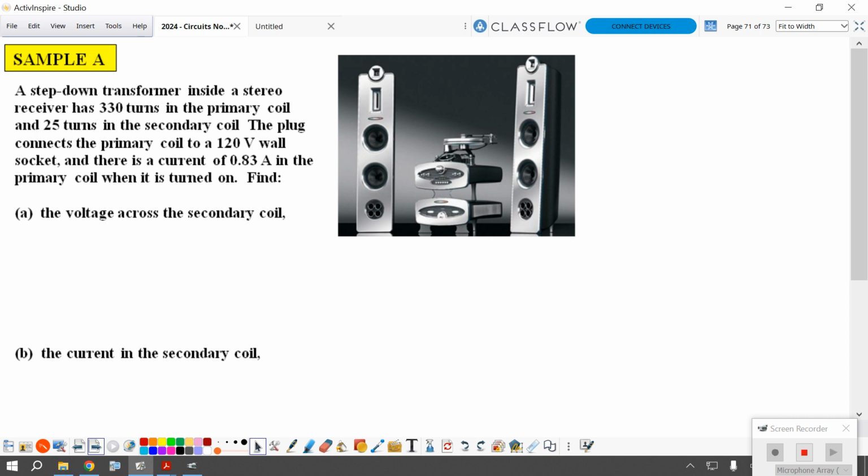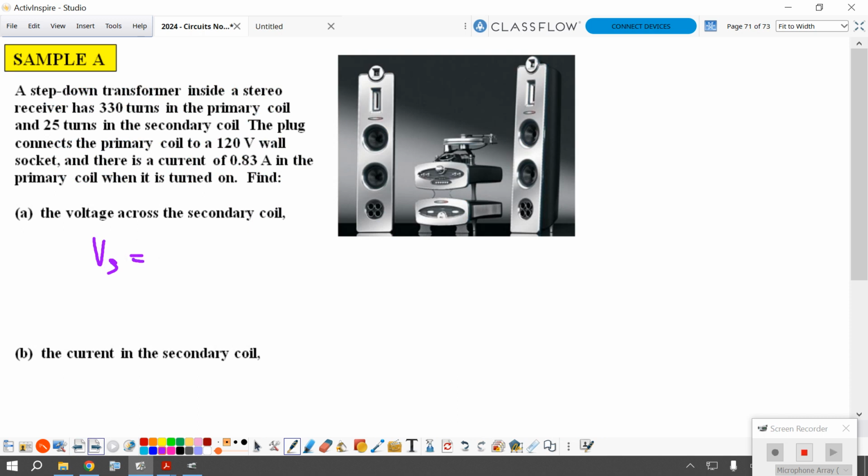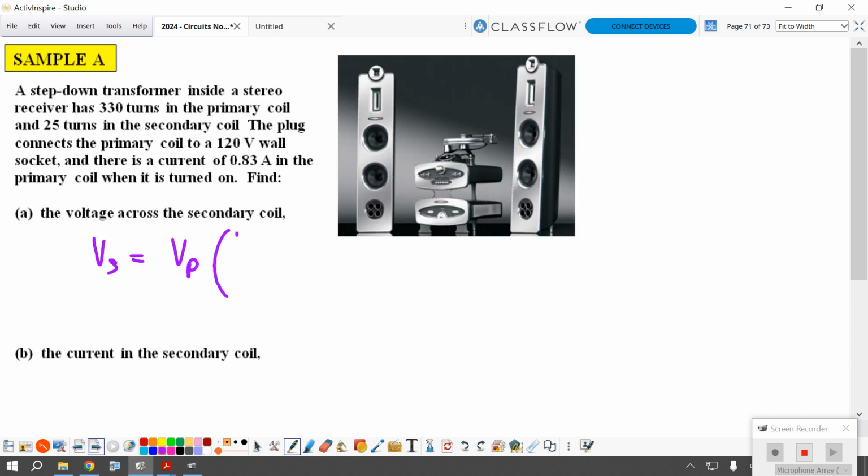We're going to find some things. The first thing we're going to find is the voltage across the secondary coil. So what are we trying to find here? Vs. Even if we have to go back and take a look, Vs equals this ratio. What are we going to do to get Vs by itself when we have the number of coils? We're going to multiply both sides by Vp. So that's going to be equal to Vp times the ratio of Ns over Np.